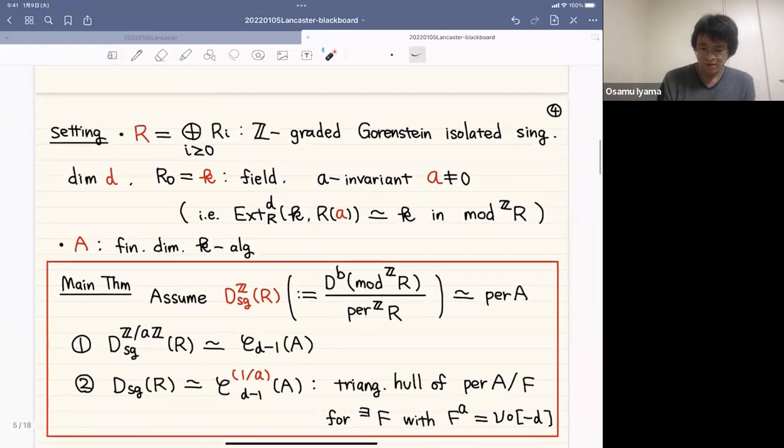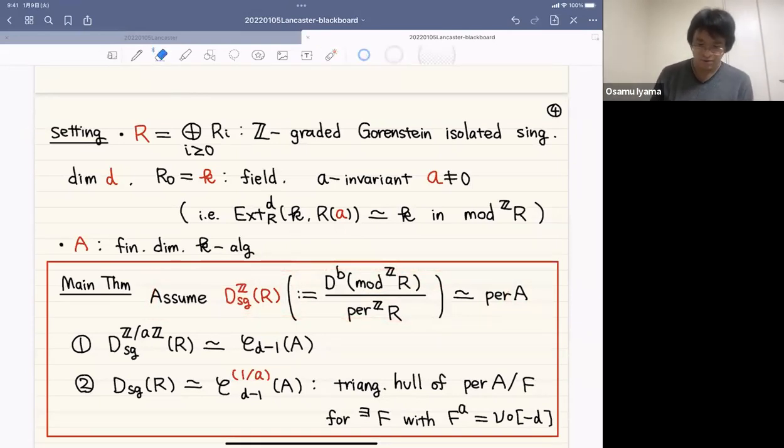In this main theorem, let A be an arbitrary finite dimensional algebra. So a G-graded Gorenstein ring and a finite dimensional K-algebra are given. Now we assume that the G-graded singularity category of R is equivalent to the perfect derived category of A. The G-graded singularity category is just a G-graded version of the ordinary singularity category: the Verdier quotient of the bounded derived category of G-graded finitely generated R-modules modulo G-graded perfect complexes. As I mentioned before, this assumption is equivalent to the singularity category having a tilting object whose endomorphism algebra is isomorphic to A. So this is an assumption.